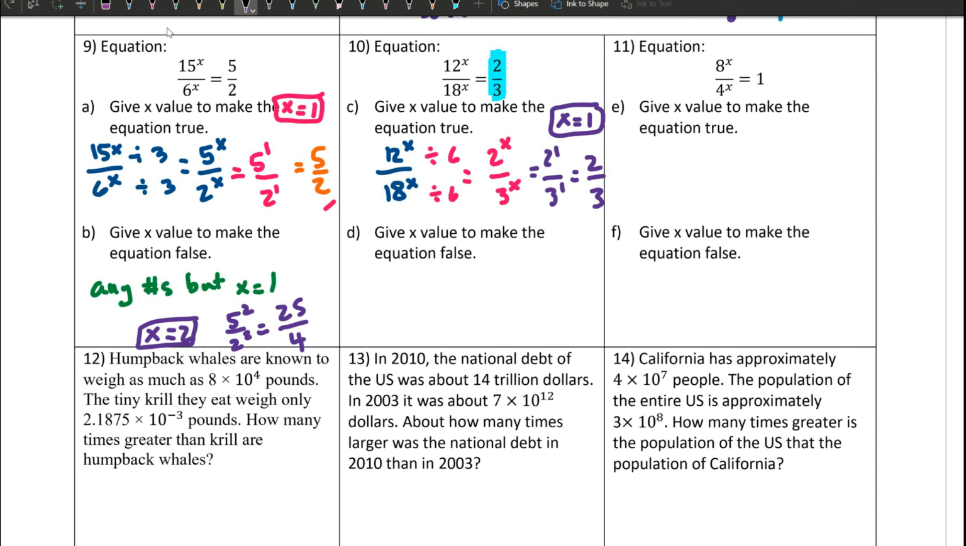Give the x value that makes the equation false. So I say x equal to 3, for example. And that's it. Why? Because 2 to the third power and 3 to the third power. 2 to the third power is 2 times 2 times 2, which is 8. 3 to the third power is 3 times 3 times 3, which is 27. That is not the same as 2/3.